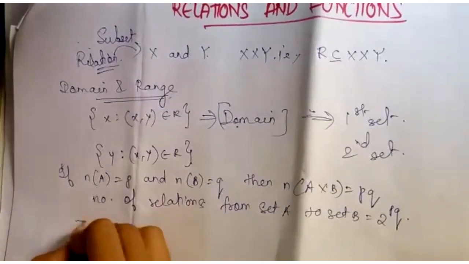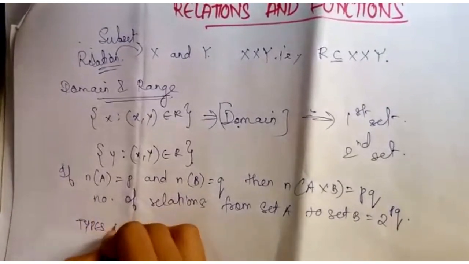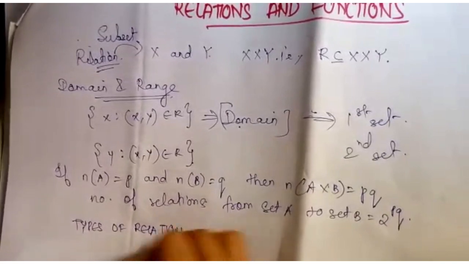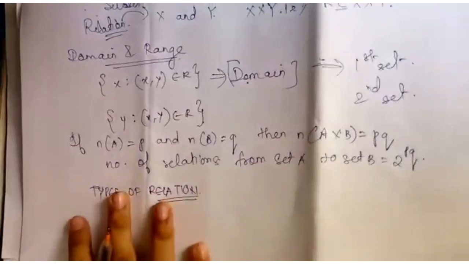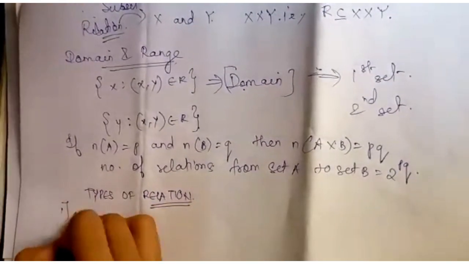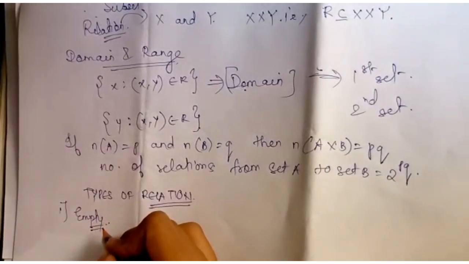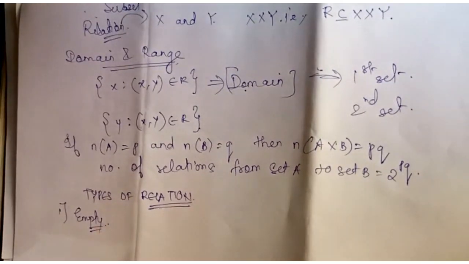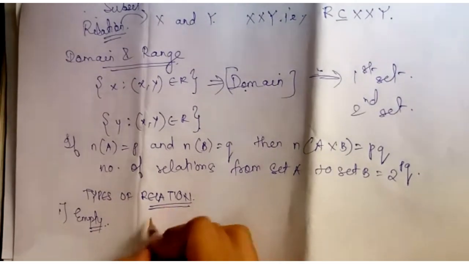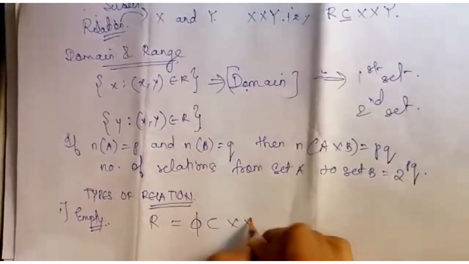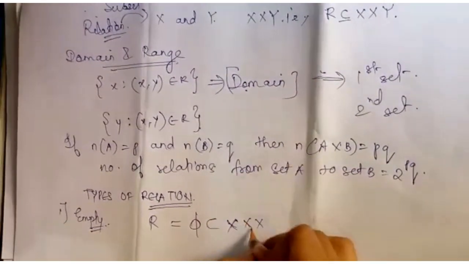Now coming to the types of relation. There are various types of relation which are very important to note down. The very first one is the empty relation. A relation R in set X is called an empty relation if no element of X is related to any element of X, that is R equals phi.